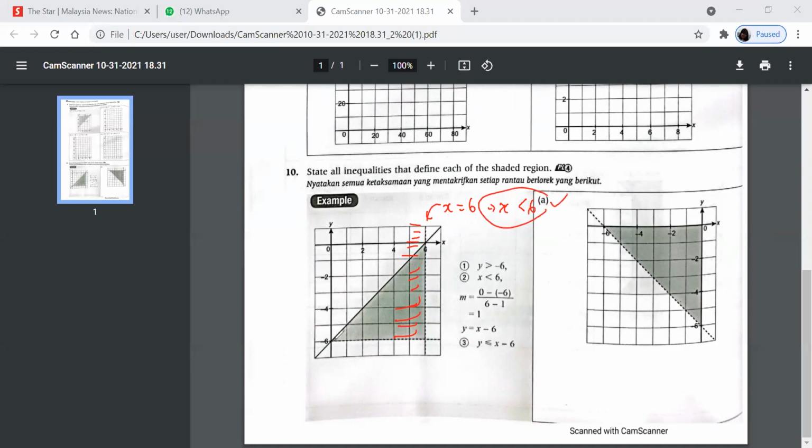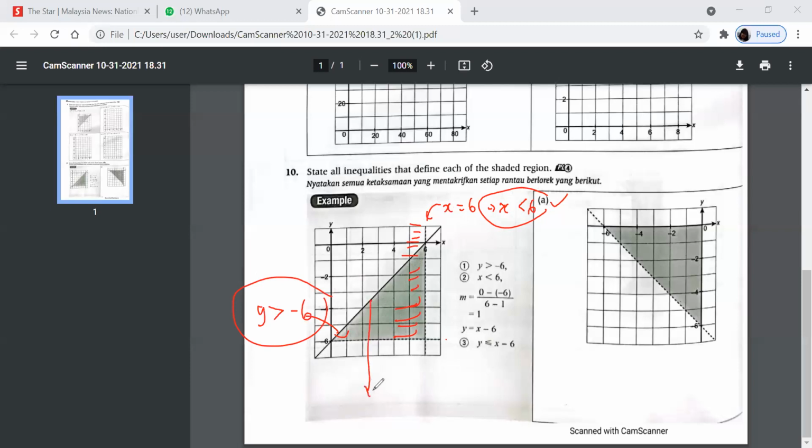Then another one, another horizontal line. What is this? Horizontal is y, right? Y is equal to negative 6. Very good. Then the inequality. I think it's bigger. So y is bigger than negative 6, right? Okay, so 2 already. 1, 2. Then one more.